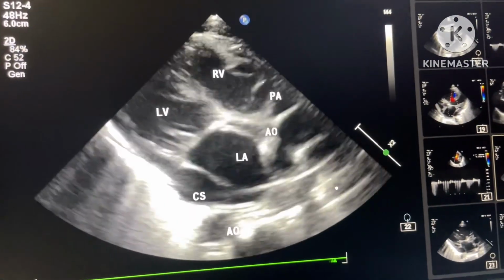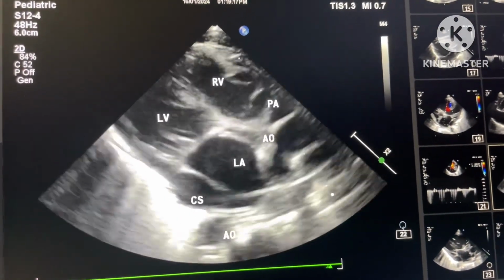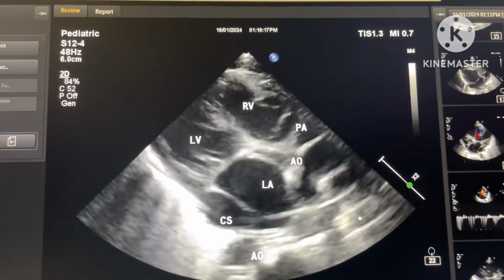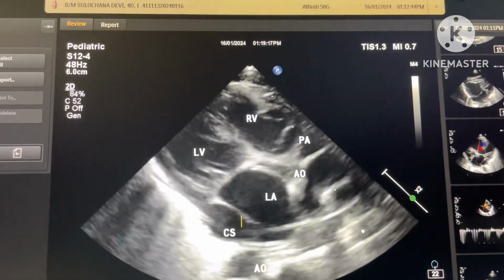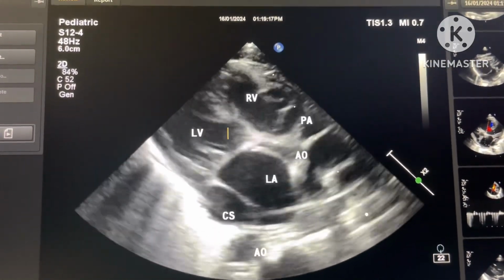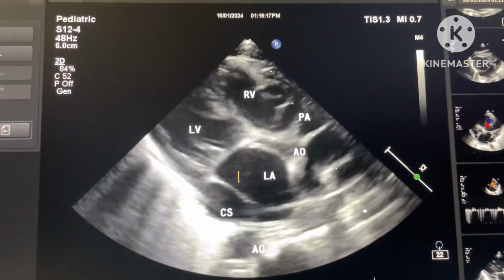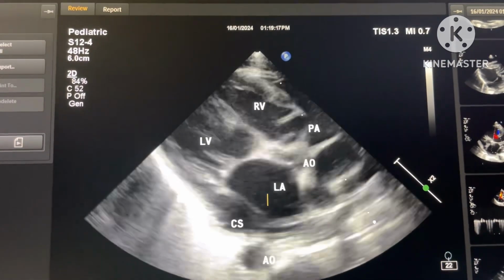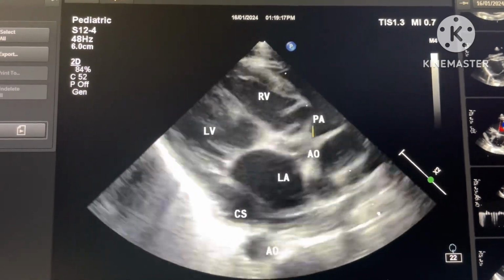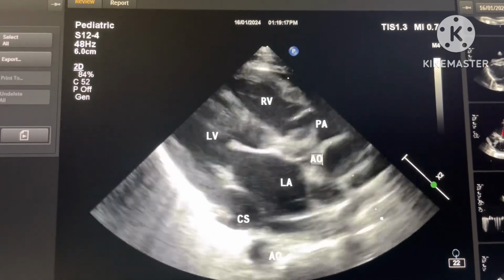This is the case of dilated coronary sinus due to persistent left-sided superior vena cava. This is parasternal long axis view. The patient is only a 4-day-old neonate. This is left atrium, this is left ventricle, this is right ventricle. This is main pulmonary artery, this is a place of aorta.